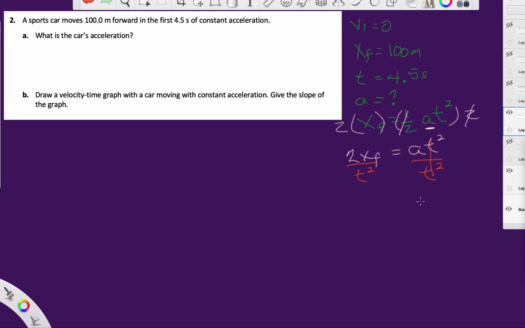And so that's what I get. I get a, my acceleration, is equal to 2 times that displacement divided by the time squared. Sorry about that. There we go. Anyway, let's go ahead and do that first part. There we go. So I want to find acceleration, and I have 100 meters, and I have 4.5 seconds. Here we go.